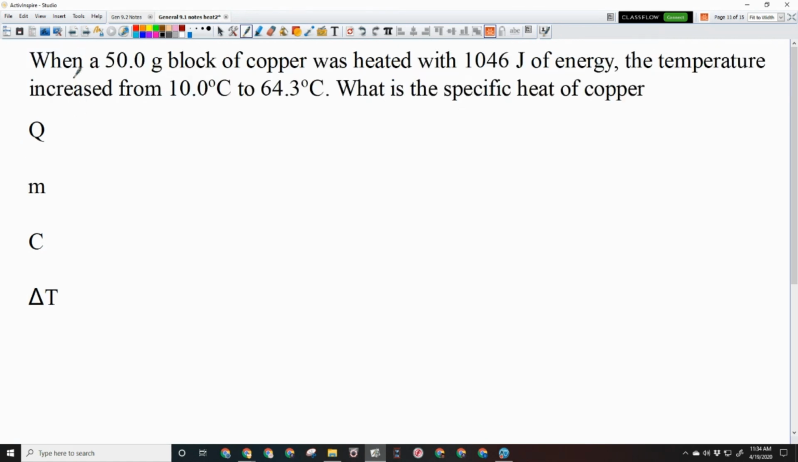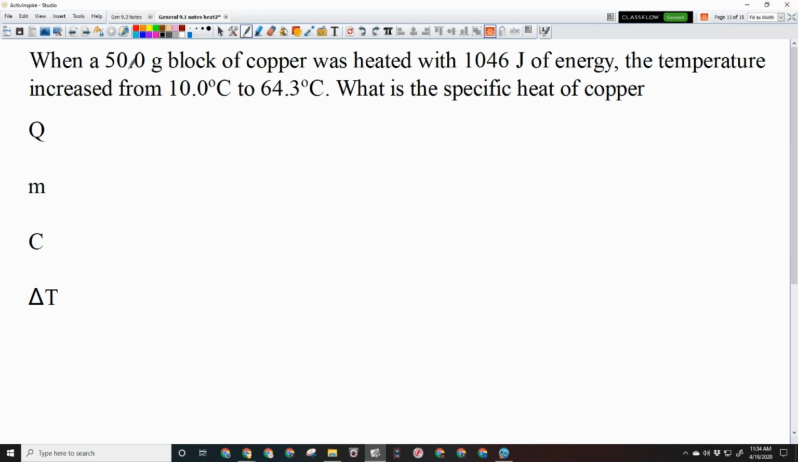All right, let's do another one. When a 50-gram block of copper was heated with 1,046 joules of energy, the temperature increased from 10 degrees to 64.3 degrees. What is the specific heat of copper?